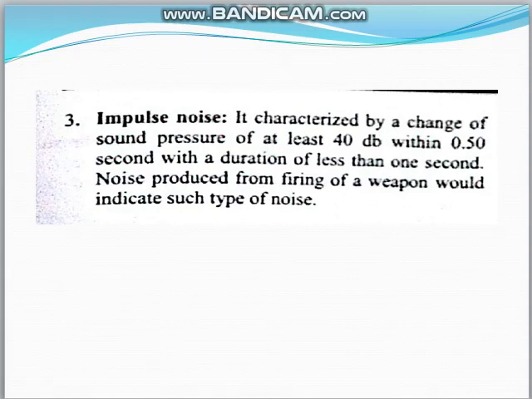Coming to the third one, impulse noise. Impulse noise is characterized by a change of sound pressure of at least 40 decibels within 0.50 second with a duration of less than 1 second. Okay, this is nothing but impulse noise. That means a sound pressure change of at least 40 decibels within 0.50 seconds with a duration of less than 1 second. For example, firing a weapon indicates such a noise. Okay, so that's all about noise pollution.